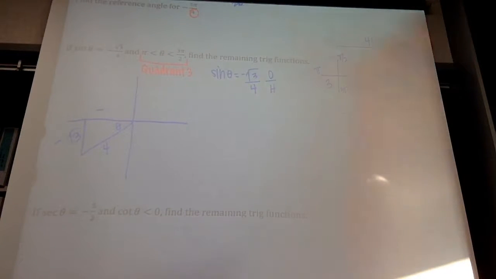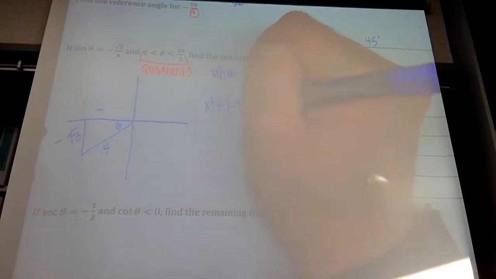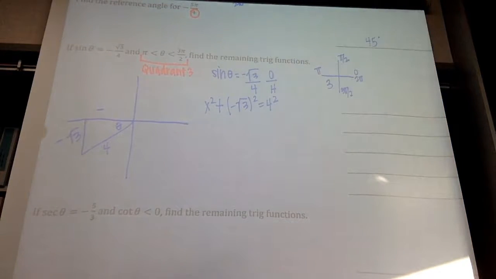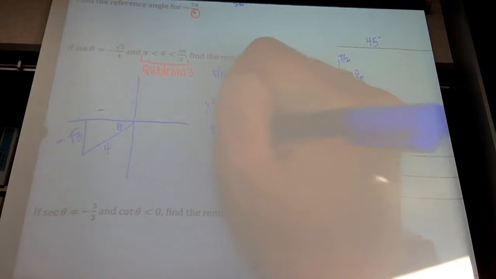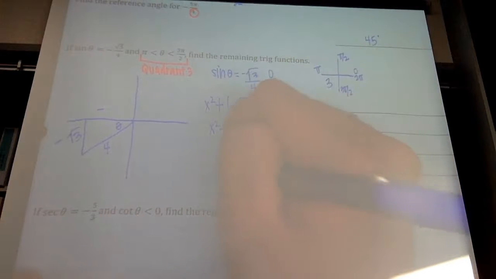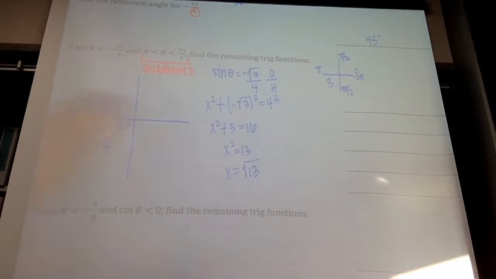So I'm just going to use the Pythagorean theorem here. So x squared plus negative rad 3 squared equals 4 squared. Well, when I square a negative, the negative goes away. And then when I square a square root, the square root goes away too. So I'm left with x squared plus 3 equals 16. Subtract 3 from both sides, and I get x squared equals 13. Square root both sides, x equals the square root of 13. So remember, it's negative square root 13 because it's the negative direction, because it's in quadrant 3.